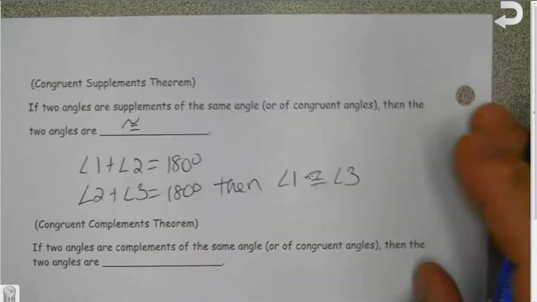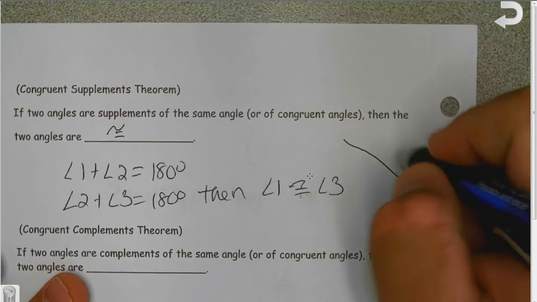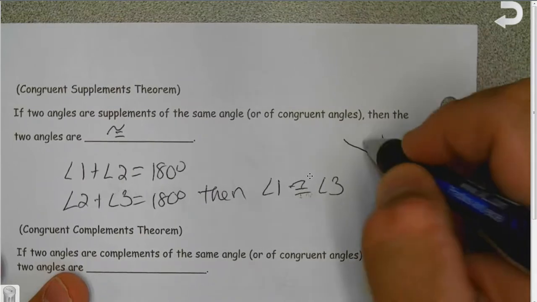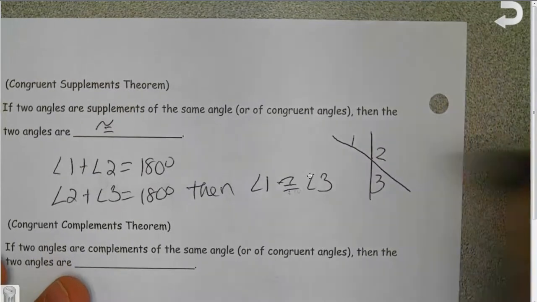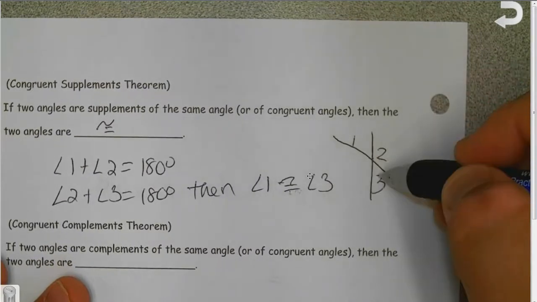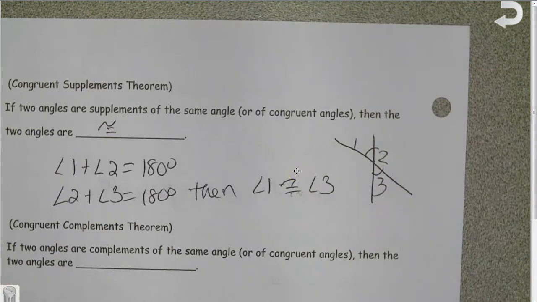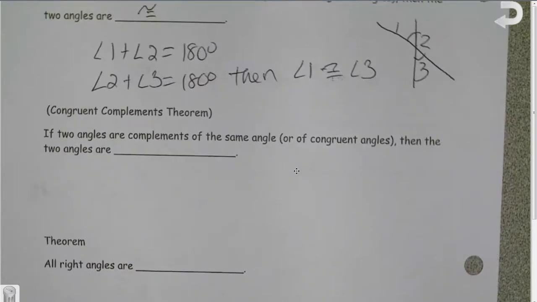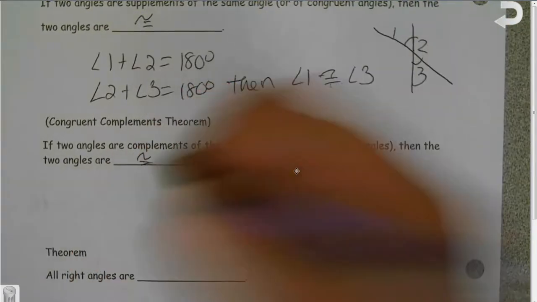So let's talk about when that happens. You'll notice it works the same way basically as vertical. Angle 1 and 2 equal 180, 2 and 3 equal 180, so 1 and 3 are congruent. But obviously they're vertical, so that makes it pretty easy. If two angles are complements of the same angle, then the two angles are congruent. So it works the same way.